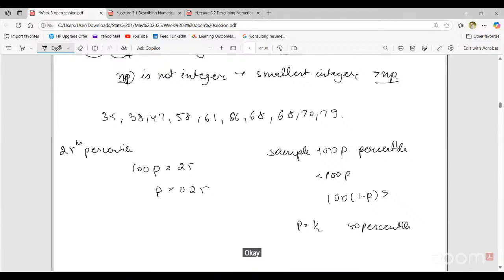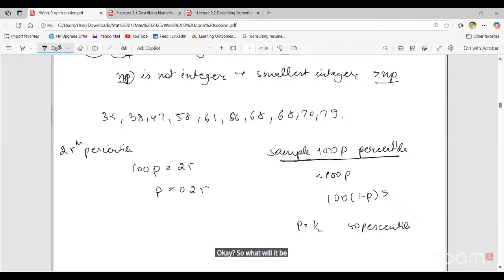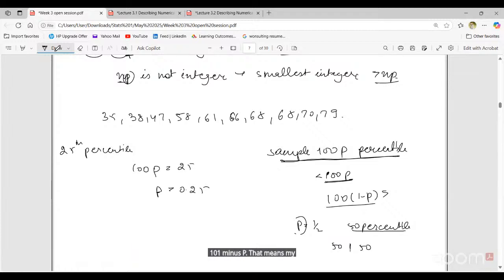Okay, so for the sample 100p percentile, if I have to calculate the percentile, it will be that data value which is less than 100p percent and greater than 100 times 1 minus p percent. So if my p value is half, my percentile is the 50th percentile. That means 50 percent of values are less than that value and 50 percent are greater than that value, correct?